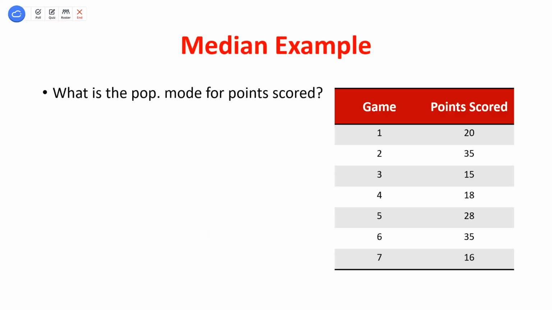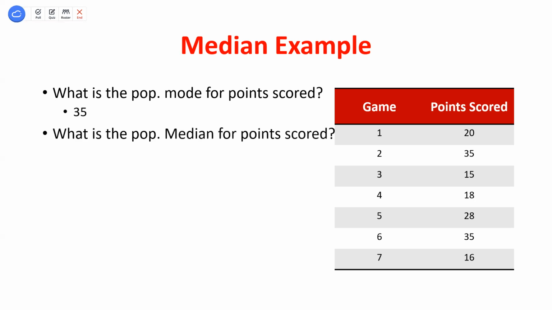So if I have that point score data that we used last class to calculate means, how would I find the mode here? Well, the mode is just the number that happens the most frequently. The only value here that happens more than once is 35. So identifying the mode should be pretty easy, especially with these small data sets.